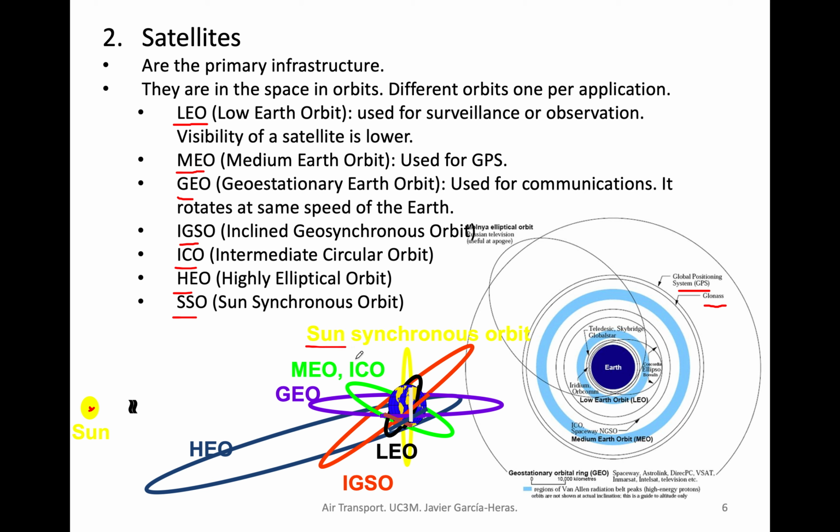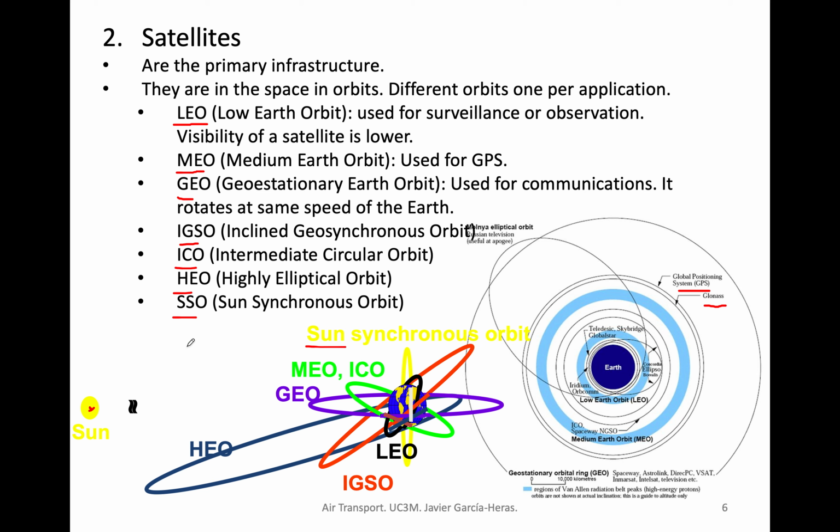For example, the sun synchronous orbit is the one where the whole trajectory has direct contact with the sun. So this is the best trajectory in order to guarantee that the satellite produces enough energy with the solar panels.